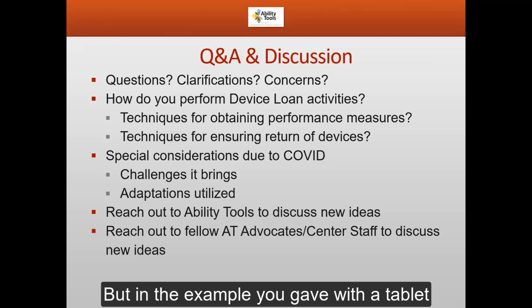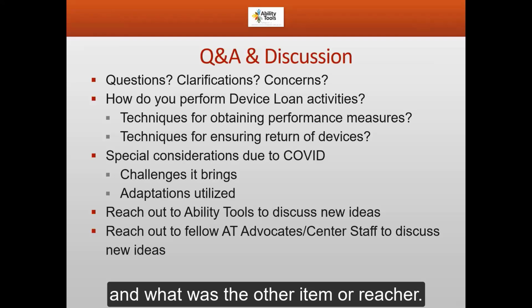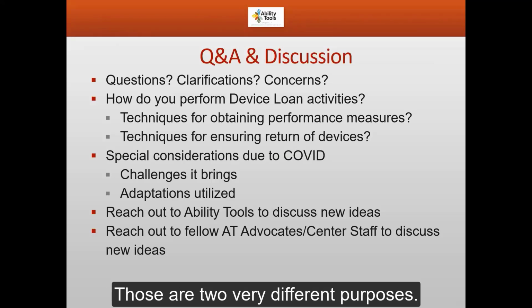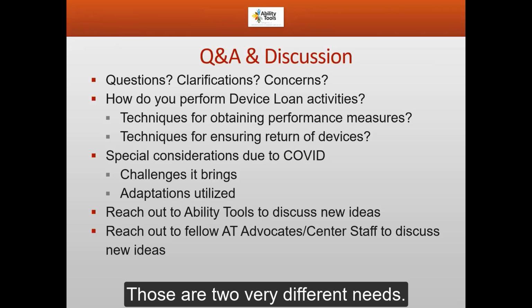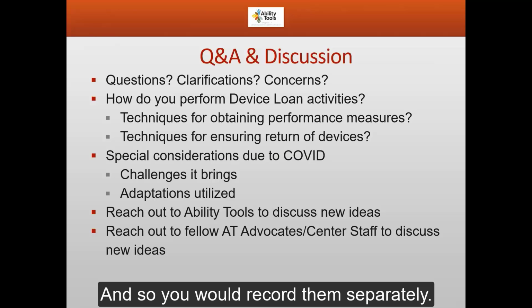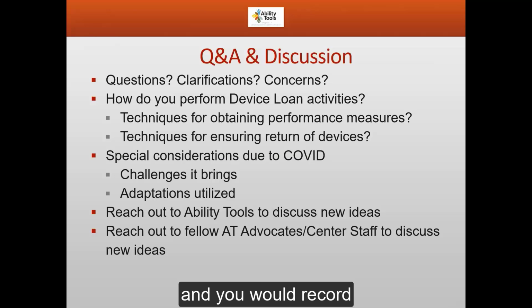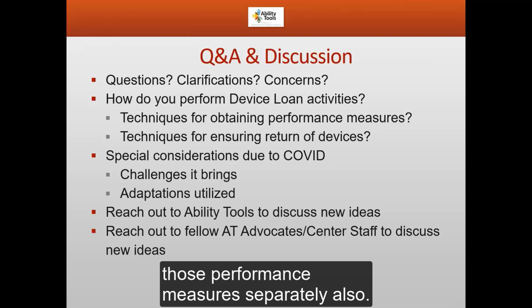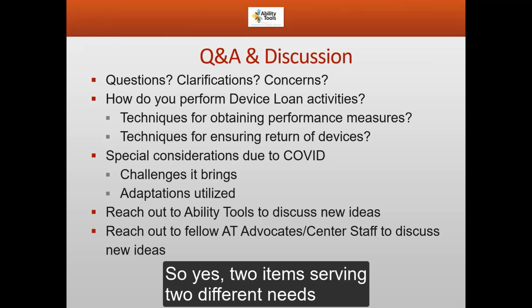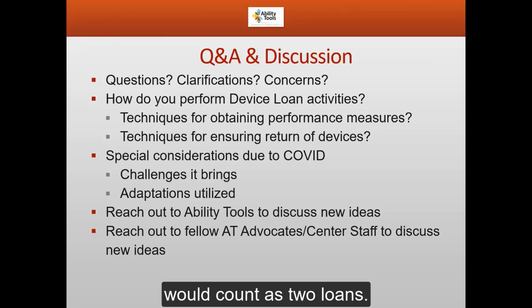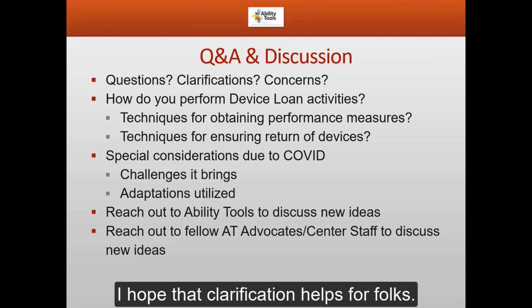But in the example you gave with a tablet and what was the other item, a reacher? Those are two very different purposes. Those are two very different needs. And so you would record them separately. I would go ahead and do two separate loans, and you would record those performance measures separately also. So yes, two items serving two different needs would count as two loans. Perfect. I hope that clarification helps for folks.